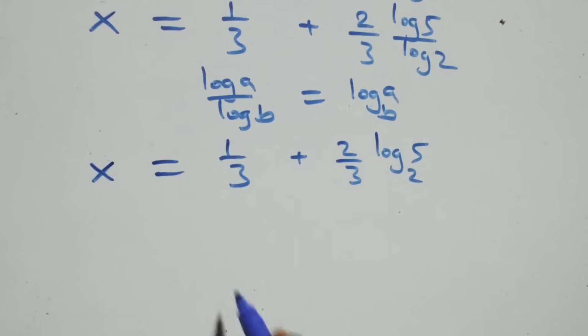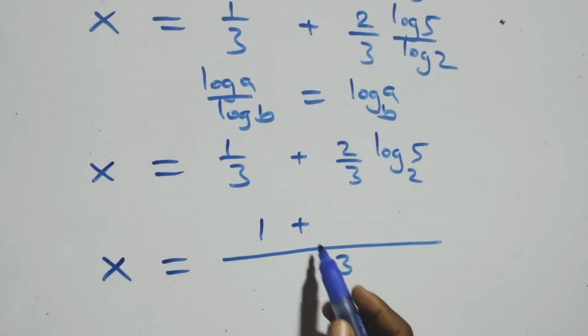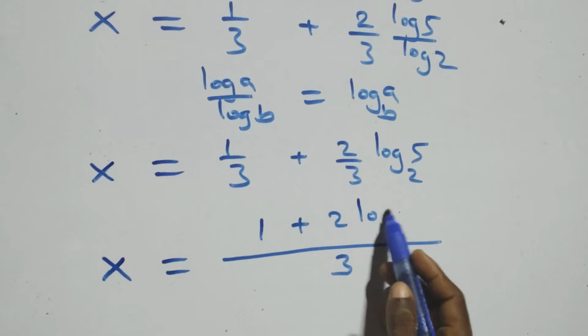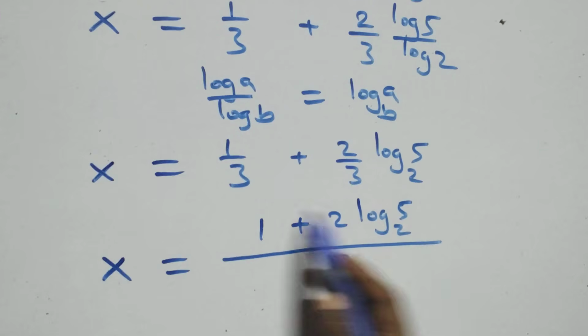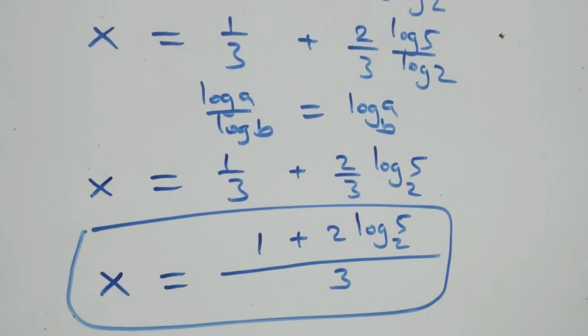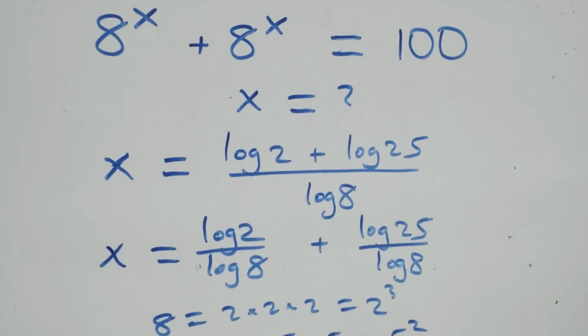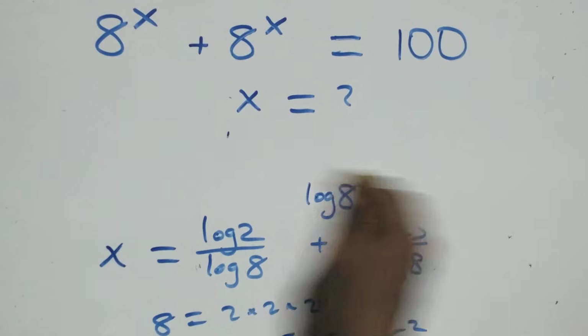Also, I bring this together as one fraction. We have x equals the LCM here, that's 3, and here we have 1 plus 2 log 5 base 2. That is, we have the value of x here. Then let's check if this satisfies this given problem. That is, we substitute the value of x here.